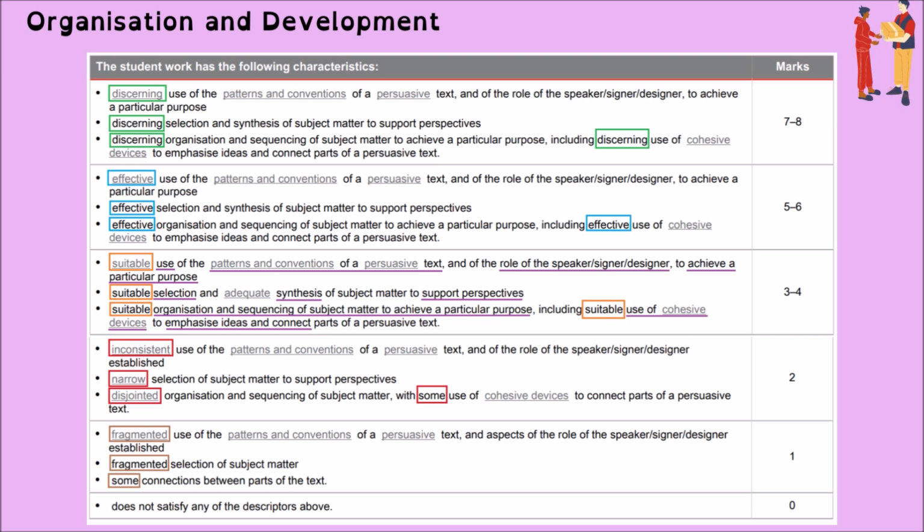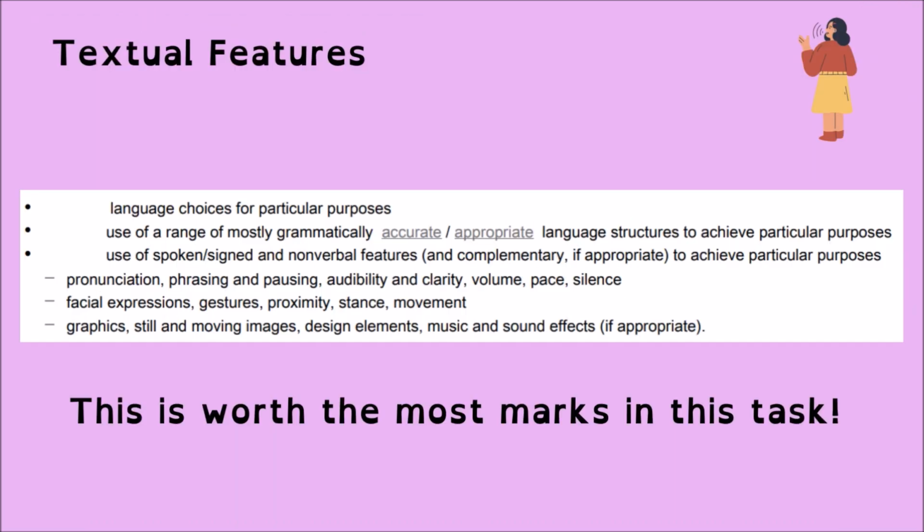So you need to use the patterns of a persuasive text to achieve a particular purpose. You need to select and synthesize subject matter to support your perspective. And you need to organize and sequence your argument for deliberate purposes and use cohesive devices to emphasize ideas and connect parts of the text as well. Again, if you're aiming for discerning, go back and have a look at that definition for discerning according to QCAA. And then hopefully you're aiming for effective or suitable.